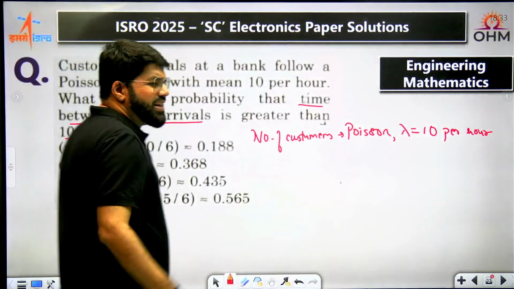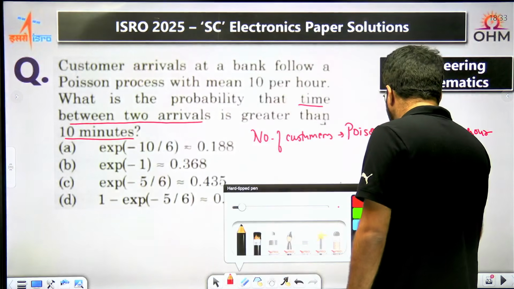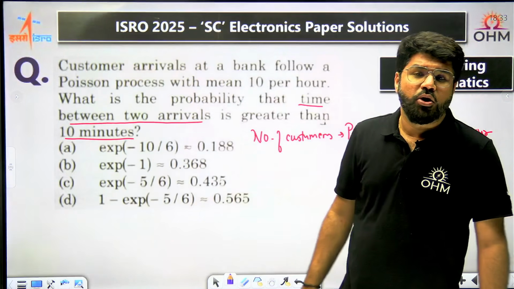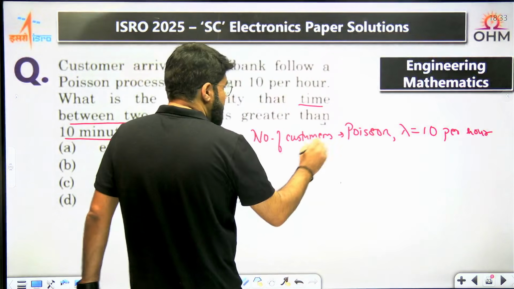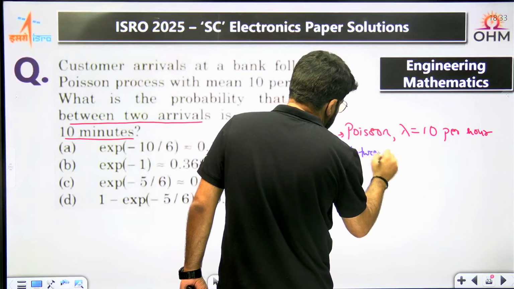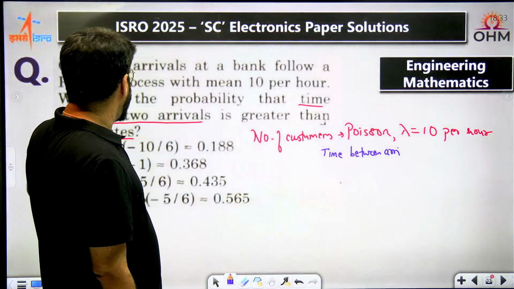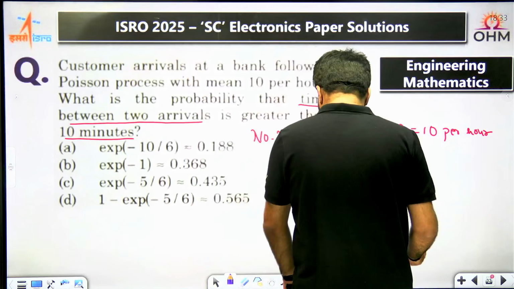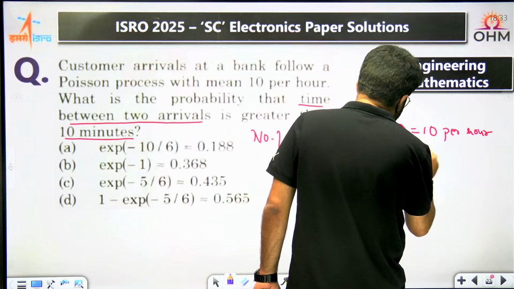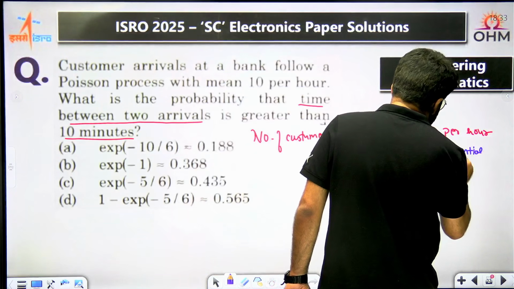That minutes we'll convert to hours, that is okay. But from a Poisson process, whenever you try to measure the time between arrivals, it is modeled by the exponential distribution. For a Poisson process, what is the probability that the time between two arrivals is greater than this? So the time between arrivals will follow the exponential distribution.